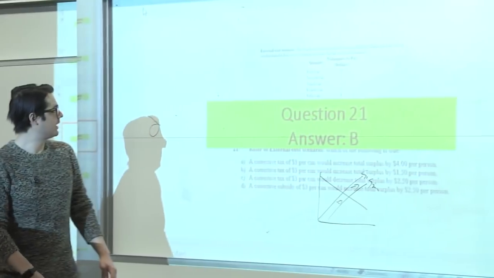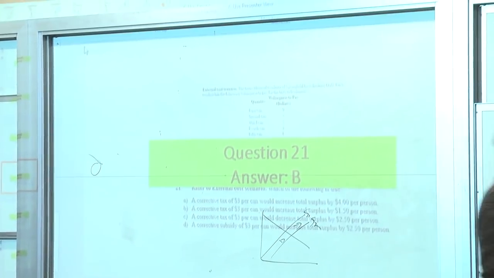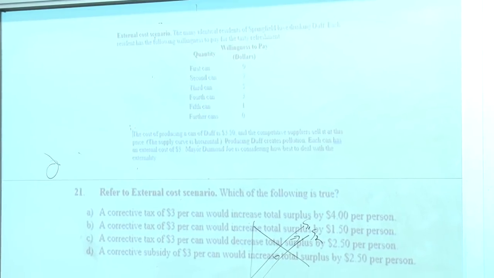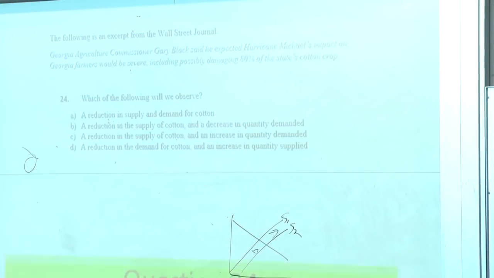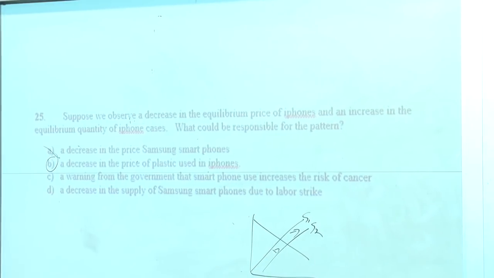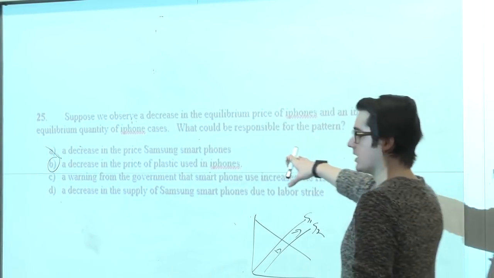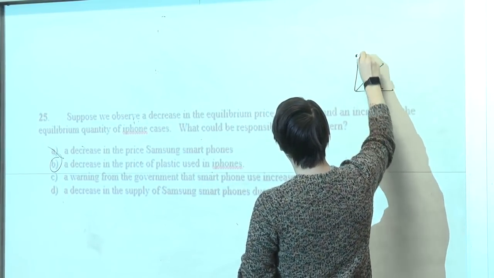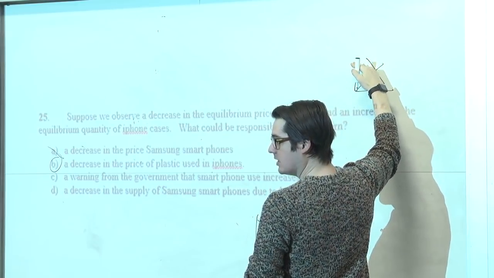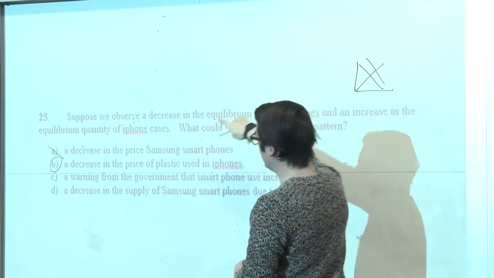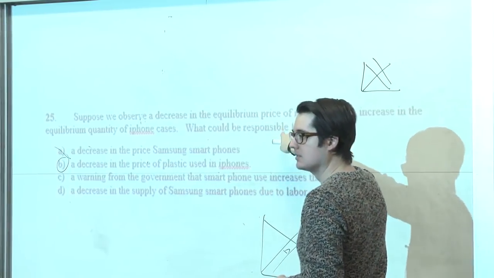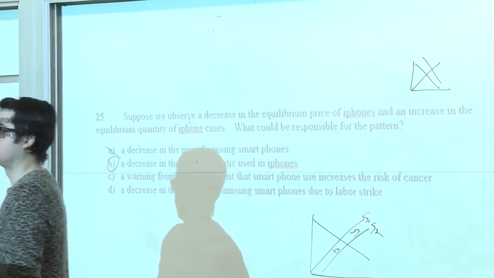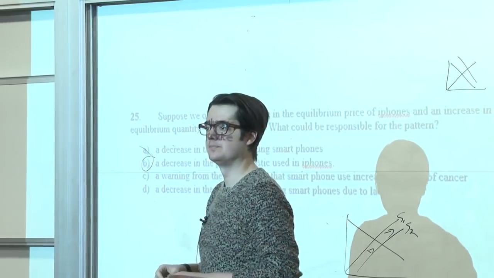Why was it not A? Let me look at that. Oh, a decrease in the price. So Samsungs are a substitute. So a decrease in the price is going to increase demand for iPhones. So the price would go up. Yeah, and then we were saying we observe a decrease in price. Other questions? 25. Yep.